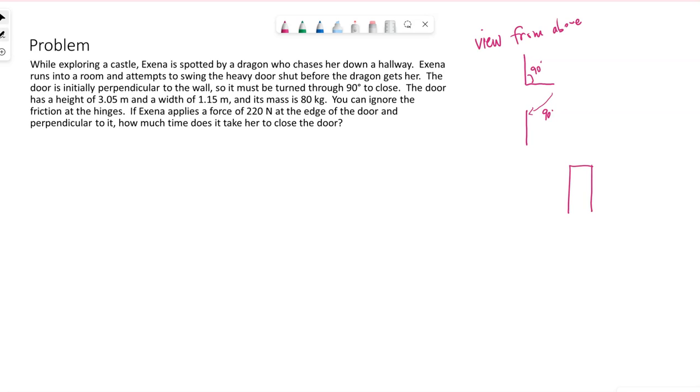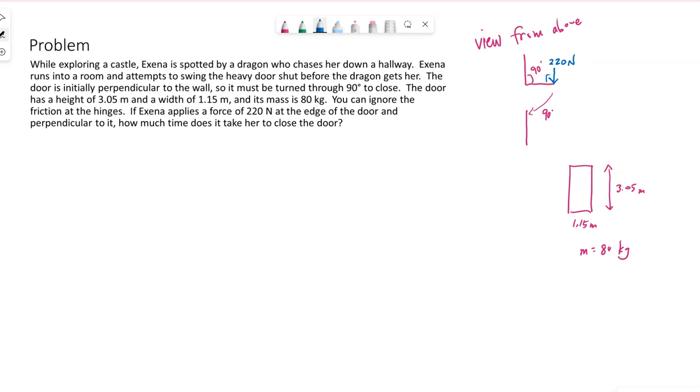Okay, the door itself has a height of 3.05 meters and a width of 1.15 meters. Its mass is 80 kilograms. We can ignore friction at the hinges. If Xena applies a force of 220 newtons at the edge of the door and perpendicular to it. So if I come back to my picture over here, she's applying this 220 Newton force perpendicular to the door. We want to know how much time it takes for her to close it.